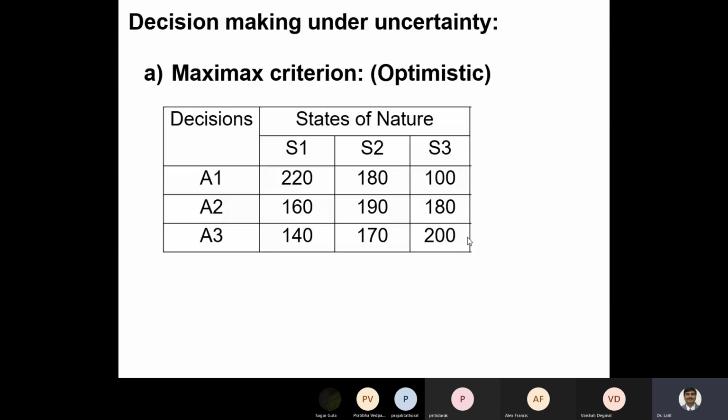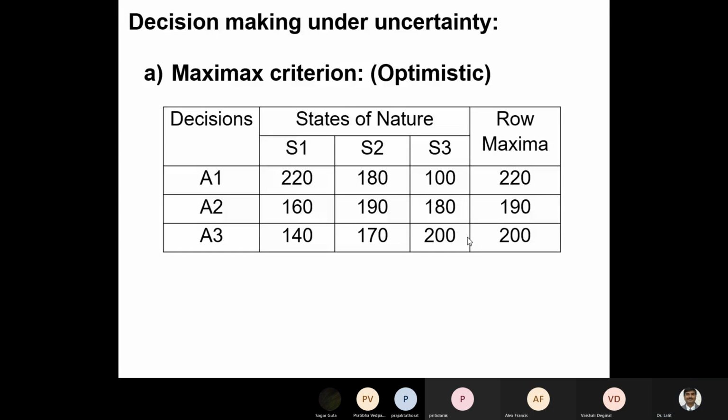But because the decision maker is 100% optimistic, he will assume that if he takes decision A1, his gain would be maximum. That is, event S1 will occur, so his gain would be 220 units. Similarly, if he chooses the second action, A2, then his gain would be maximum in the event of occurrence of S2, that is 190. For A3 it would be 200.